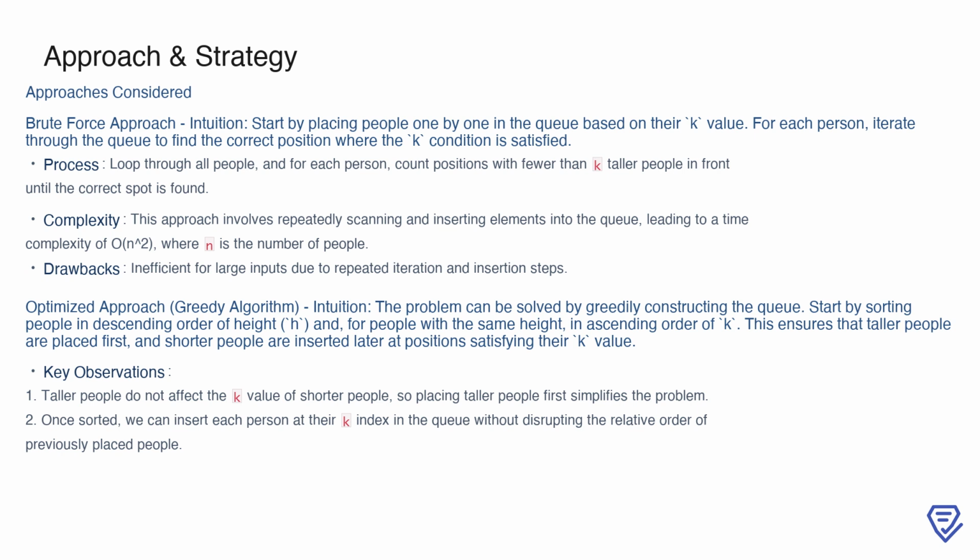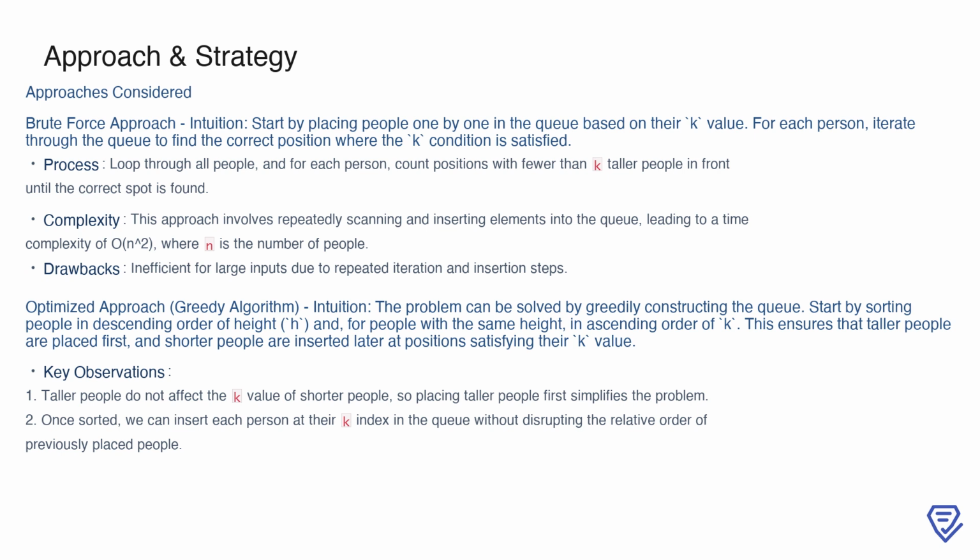The intuition here is straightforward. We try to reconstruct the queue by placing people one by one, ensuring that each person's k value, representing the number of taller people in front, is satisfied. This involves iterating through the queue for each person, counting positions where fewer than k taller people precede them, until we find the correct spot. While this method is conceptually simple, it's inefficient due to its repeated scanning and insertion steps. With a time complexity of n squared, this approach quickly becomes impractical for larger inputs.